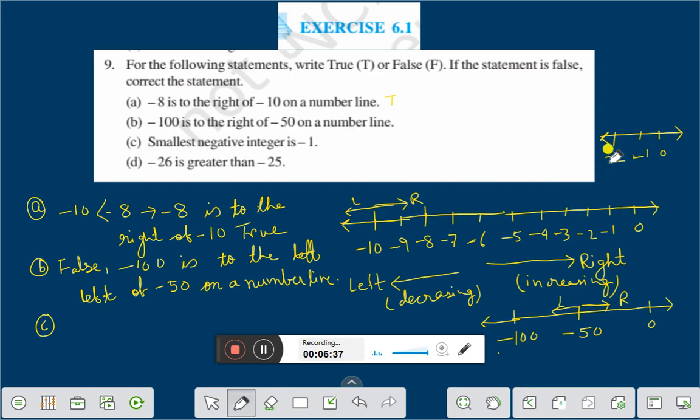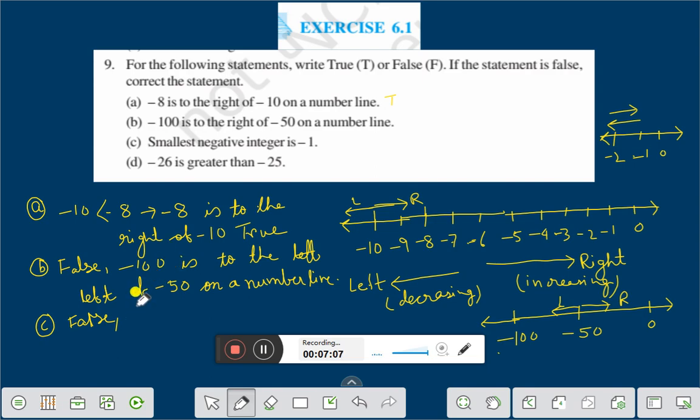Why? Because if we go in this direction, the number is decreasing. We can say that minus 1 is the greatest negative integer. Right? In this way it is increasing, and in this way it is decreasing. Therefore, question number C, that the smallest negative integer is minus 1, is false. This is false. And what is the correct answer?